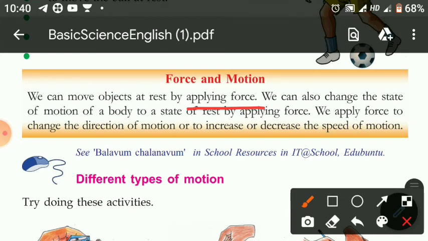Please remember the last example: rolling a marble very slowly, then taking another marble and rolling it so that they collide with each other. So we can decrease and increase the speed of motion. This is very important.